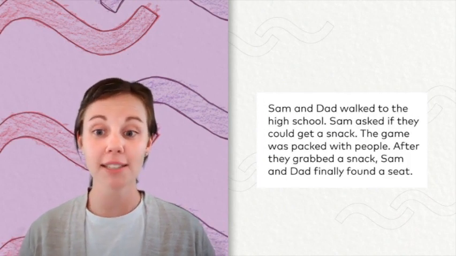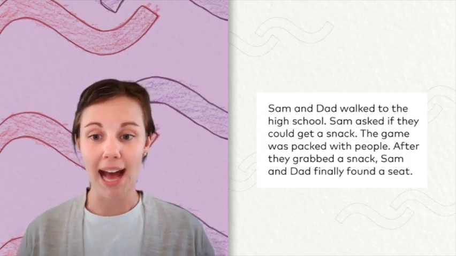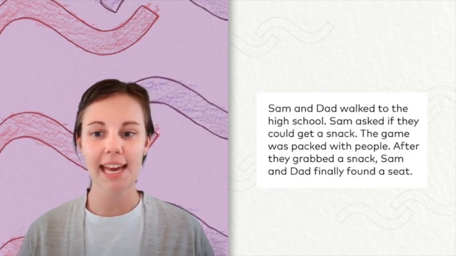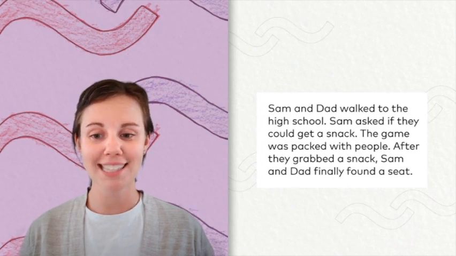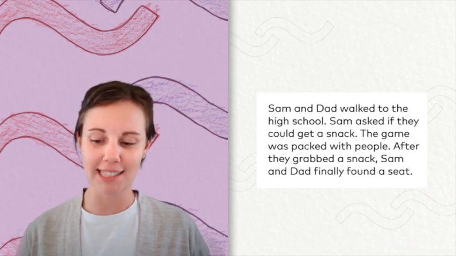Sam and Dad walked to the high school. Sam asked if they could get a snack. The game was packed with people. After they grabbed a snack, Sam and Dad finally found a seat.